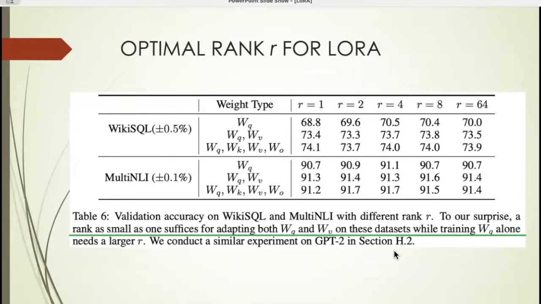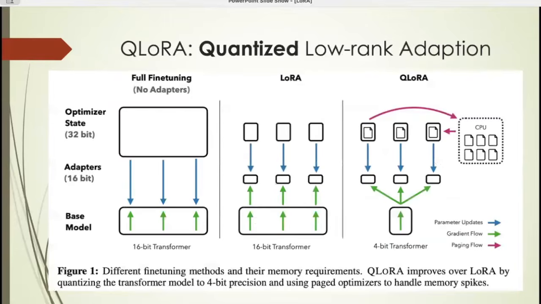Cool. That's LoRA. And then I also want to briefly touch on QLoRA. QLoRA is another improvement on LoRA. It's the quantized low rank adaptation. Basically, it applies LoRA to a quantized pre-trained model, right? For LoRA, the model is usually a half precision float, 16-bit transformer. And QLoRA basically applies to a 4-bit transformer.